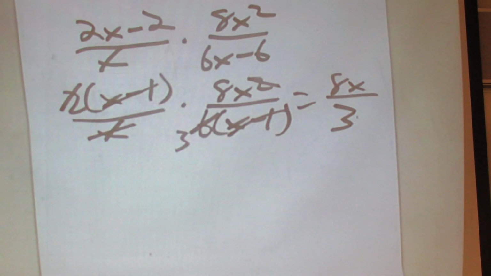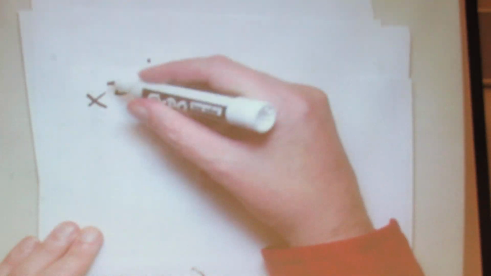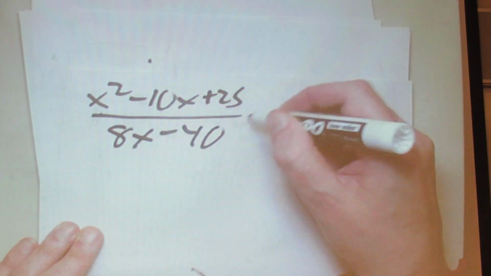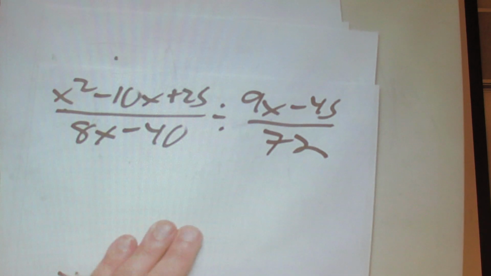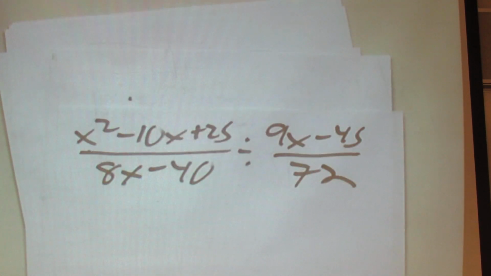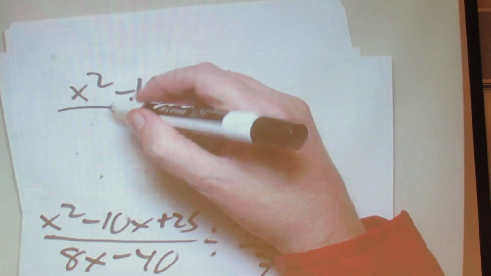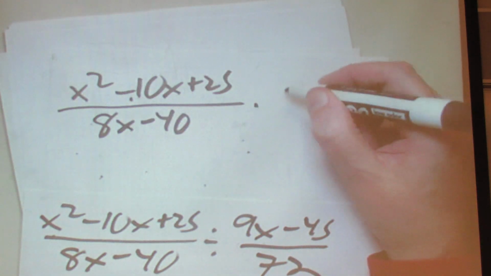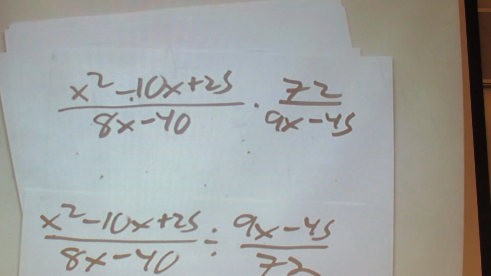Next, we're going to have something like (x squared minus 10x plus 25) over (8x minus 40) divided by (9x minus 45) over 72. The first thing we need to do here is, because we are dividing, we need to flip the second fraction. So we're going to have (x squared minus 10x plus 25) over (8x minus 40) times 72 over (9x minus 45). Now we're going to factor everything.